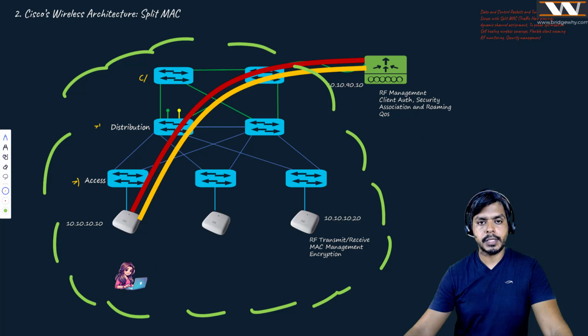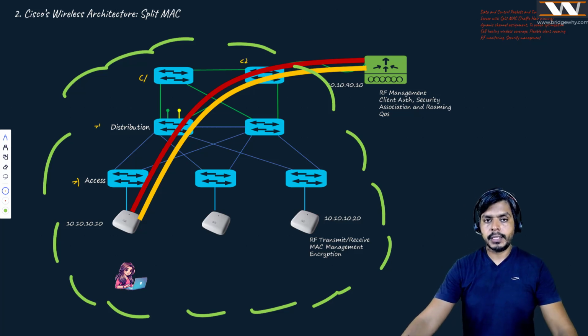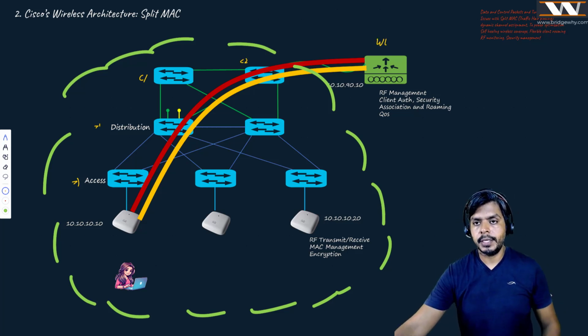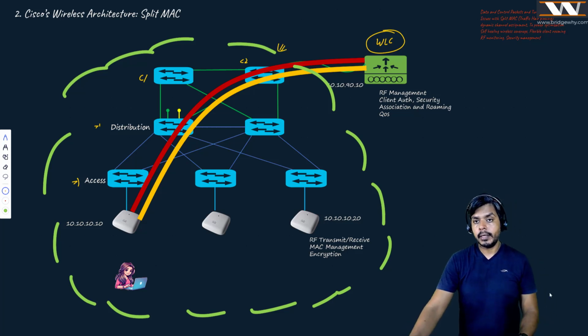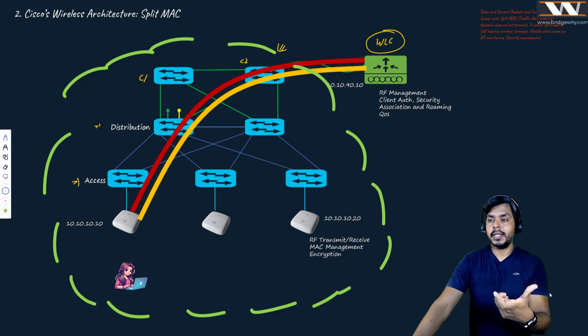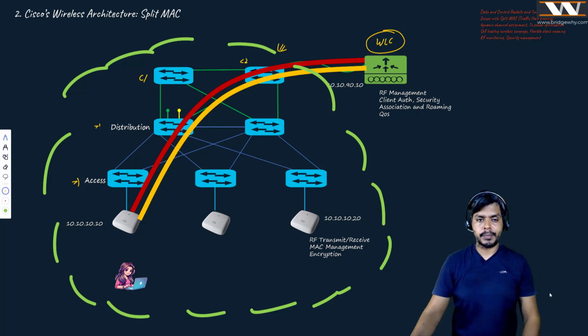This is my C1, this is my C2, and I have connected this WLC to the core of my switch. Suppose, by the way, where you are placing this WLC is going to define different Cisco architectures. Believe me, I am going to explain it. Do not worry about it.